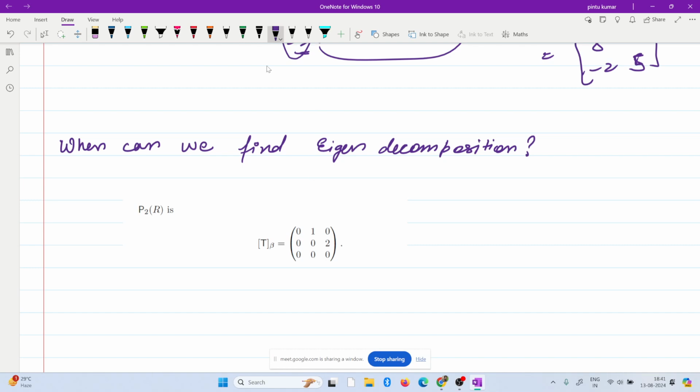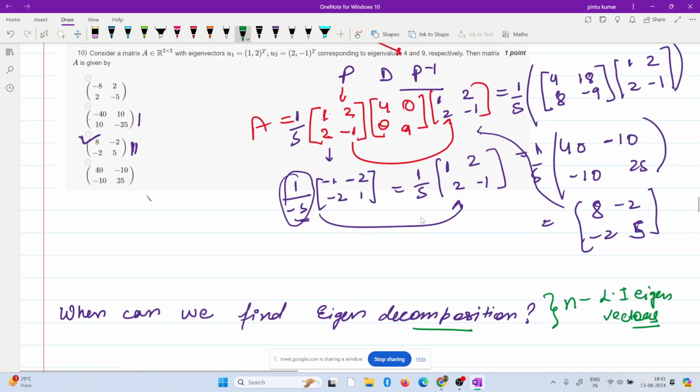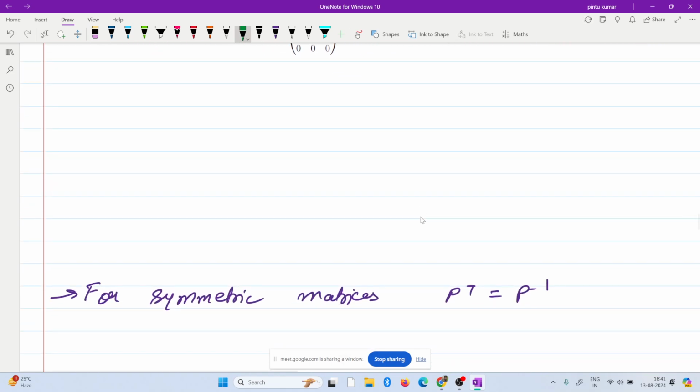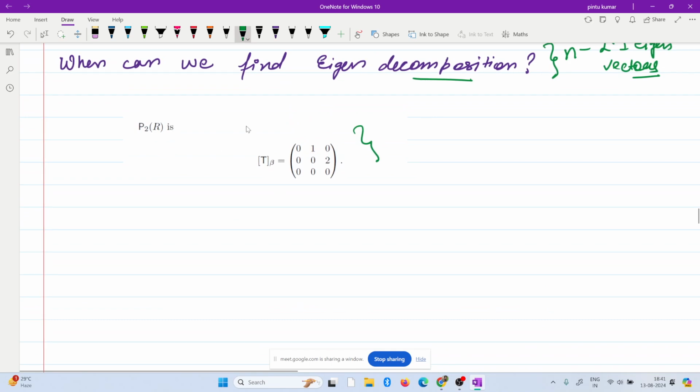Okay. So initially we talked about when we can find Eigen decomposition. I said if you have n linearly independent eigenvectors, then you can find it, right? So let's look at an example, because all the examples that we have looked at always have n linearly independent eigenvectors. So let's look at an example where you actually don't have n linearly independent eigenvectors. Okay. So this is an example.